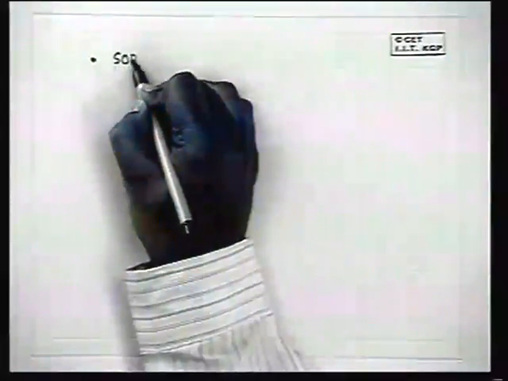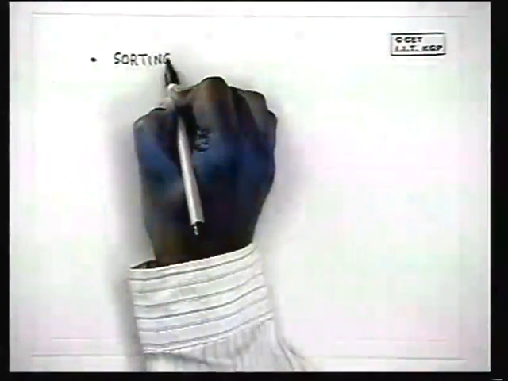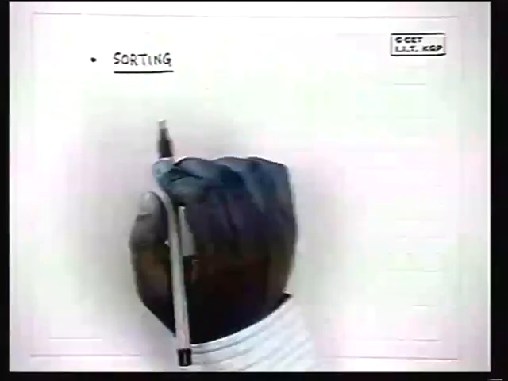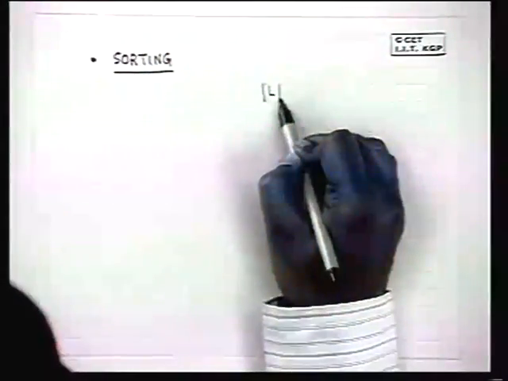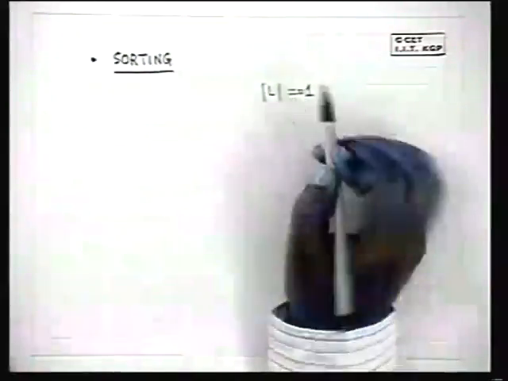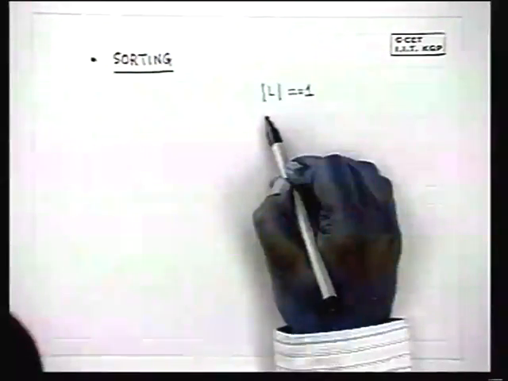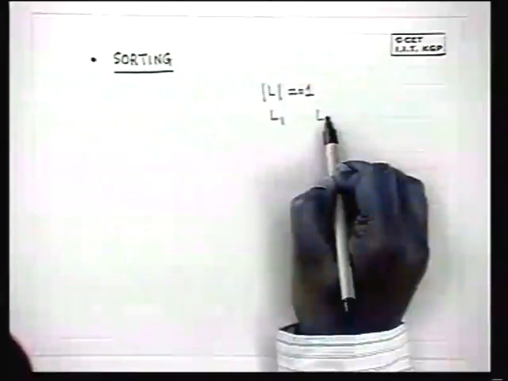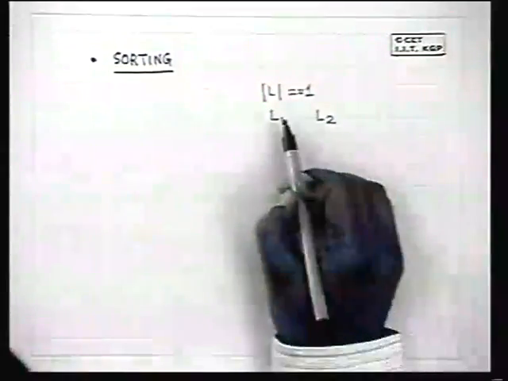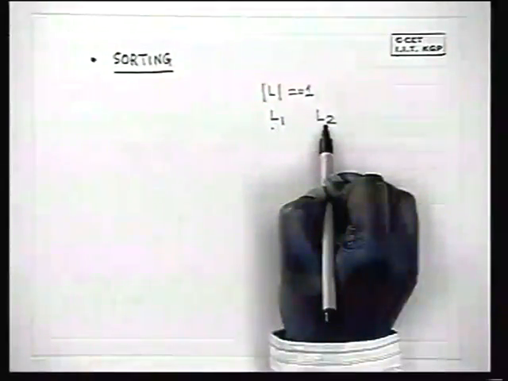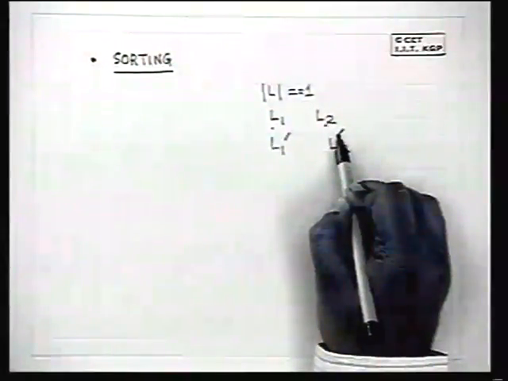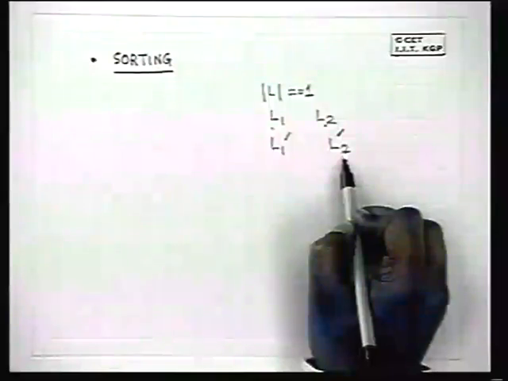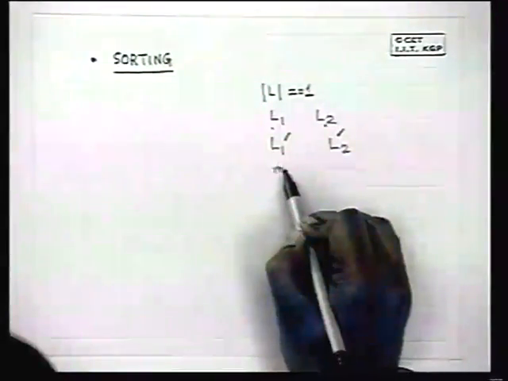Let's take another problem, sorting. And here in the merge sort style, we saw that when the size of L is 1, the problem is solved. Otherwise, again you split into L1 and L2, which are non-empty. You recursively solve these two to get L1 dashed and L2 dashed, and then you merge these two by a merge algorithm.